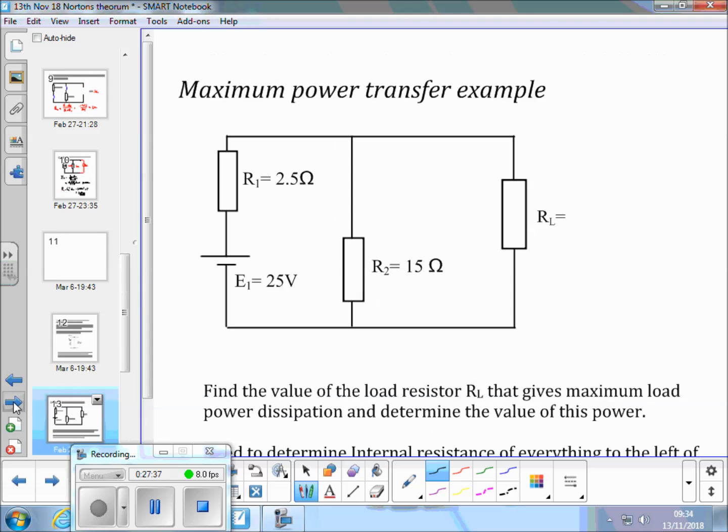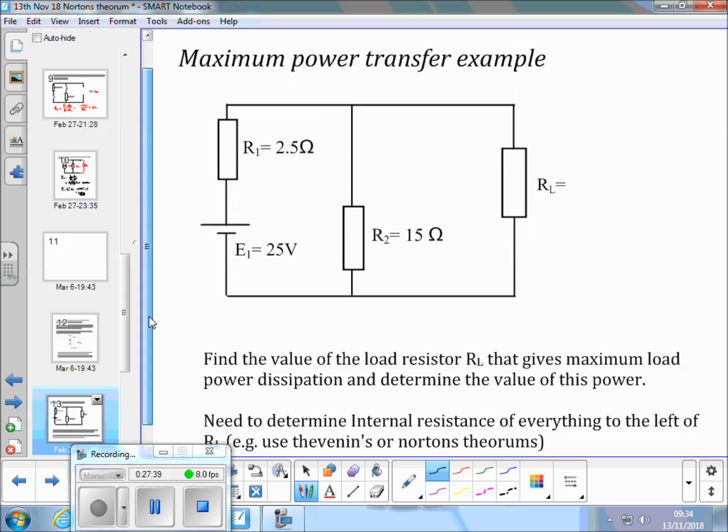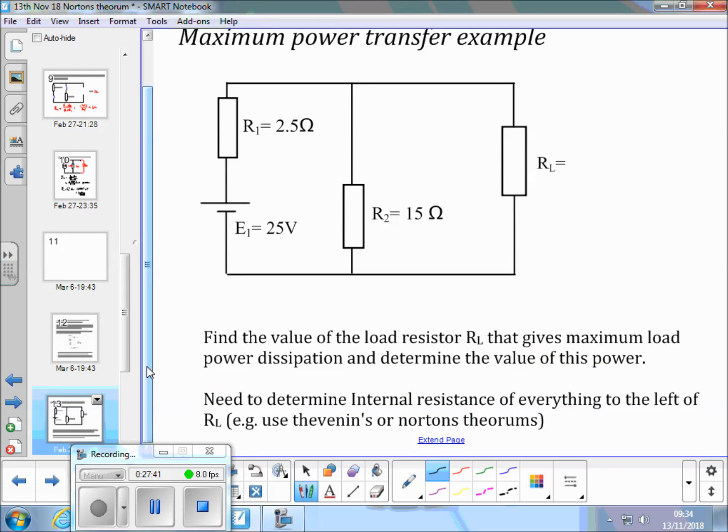So, first example you can have a go at all on your own is: find the value of a load resistor RL that gives maximum power dissipation and determine the value of this power. You obviously need to determine the internal resistance of everything to the left of RL, so you can use Thevenin's or Norton's theorem to do that. Okay? Have a go.